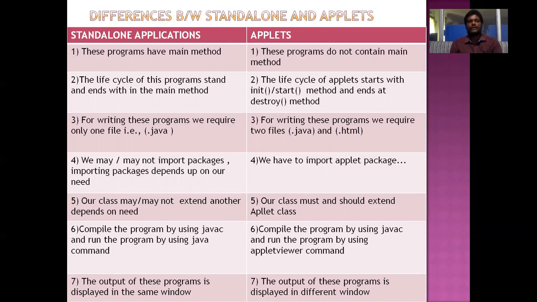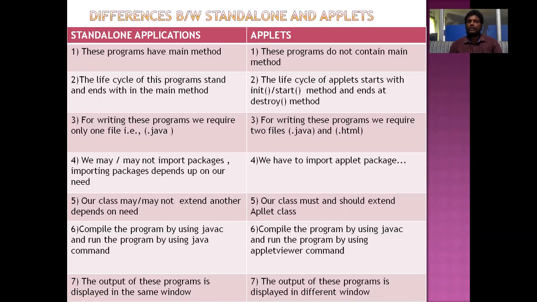And then coming to the sixth one, in standalone applications, after completion of writing the program, we save the program with the class name where the main method is located, and then we compile the program in the command prompt by using the javac command. And after the successful compilation, we run the Java program by using the java command. And coming to the side of applets, we have two files, that is a .java file and an .html file.